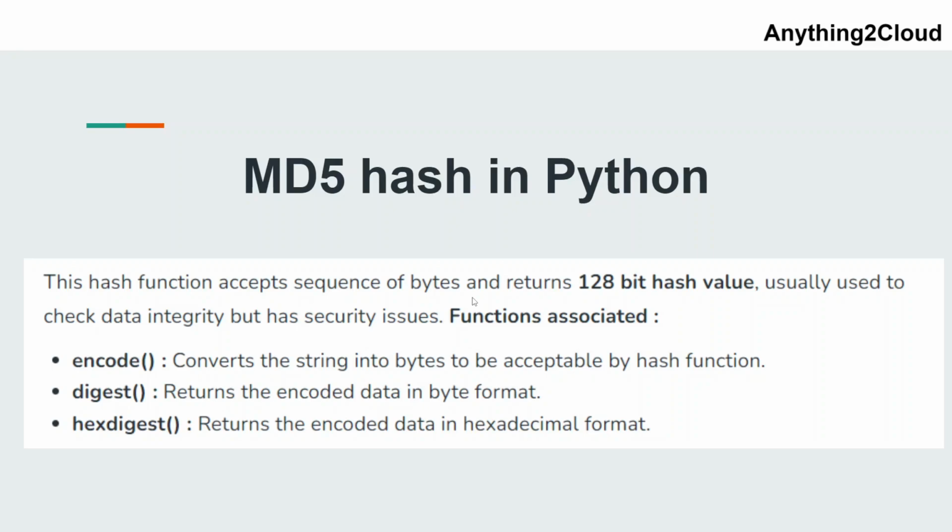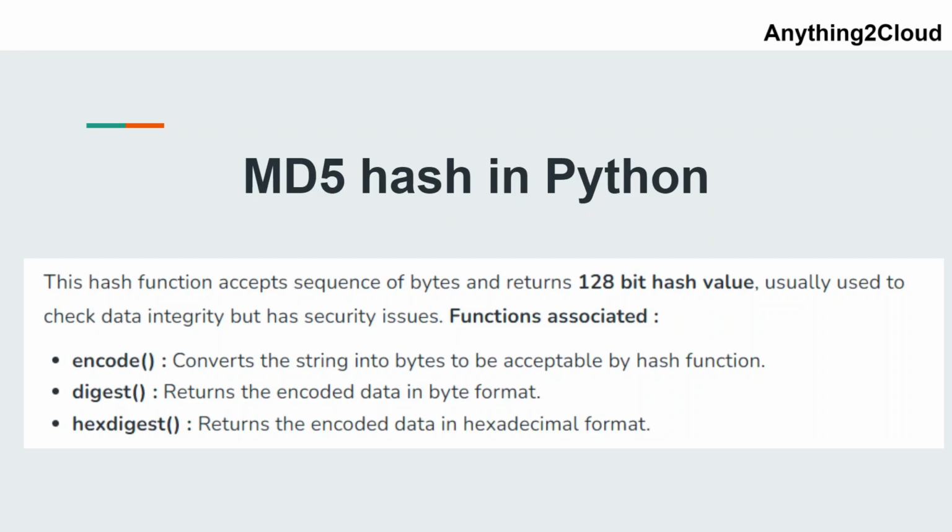Today we will see about MD5 hash in Python. This hash function accepts a sequence of bytes and returns a 128-bit hash value, usually used to check data integrity, but has some security issues. So basically this function is mainly used to convert the bytes into a 128-bit hash value.